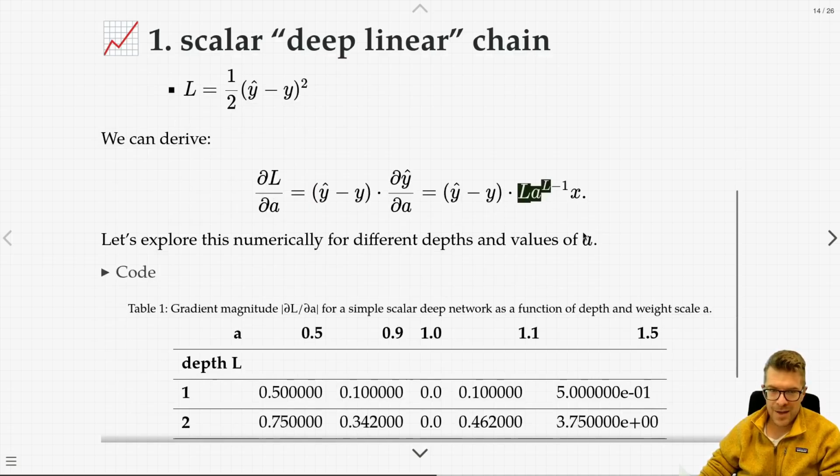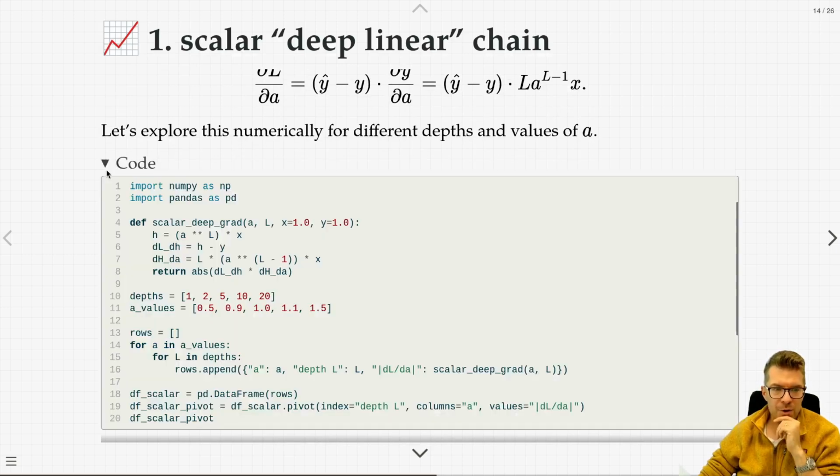Anyway, back to reality. So the derivative of big L with regards to a is this nice looking simple function over here. So here is just some code for us to do some synthetic experiments with. I'm going to experiment with networks of depth 1, 2, 5, 10, and 20.